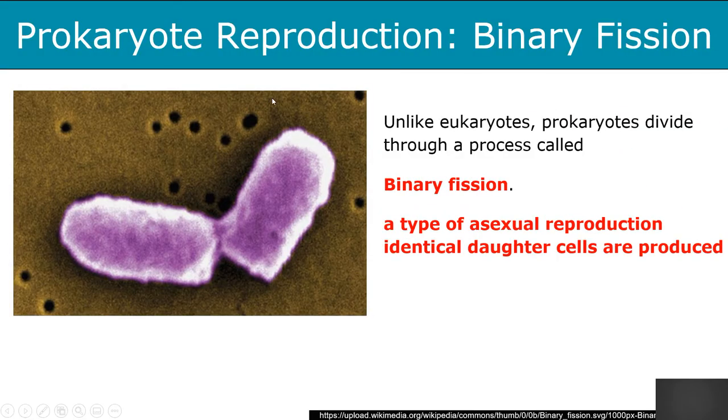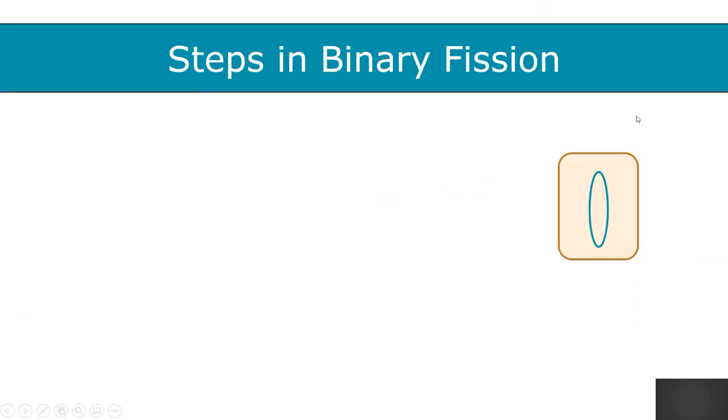Okay, so let's talk about how prokaryotes reproduce. For the most part, they don't do sexual reproduction. They mostly reproduce asexually through a process called binary fission. And they're basically making clones of themselves. They're just one cell and they make a copy, and then you have two identical daughter cells.